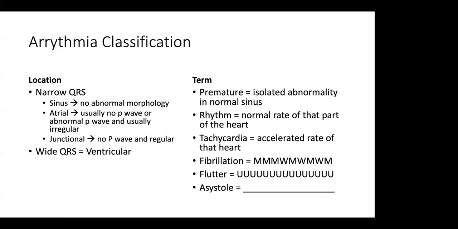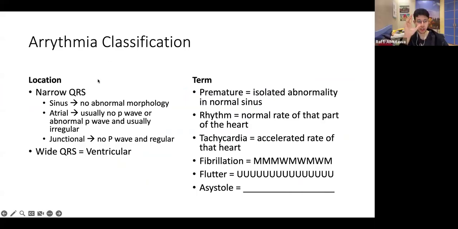This one. Okay. So location is very simple. You look at the QRS. If it's wide, great. You know you're at the ventricles. Whatever you're looking at is related to the ventricles. If it's not, narrow QRS means three places: the sinus node, the atria or AV node, and then the junction, which is basically the atrioventricular junction. This is usually where the bundle of His is.